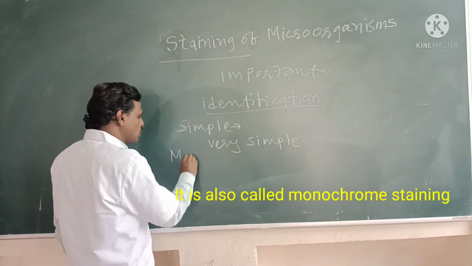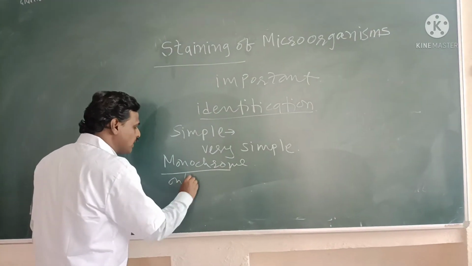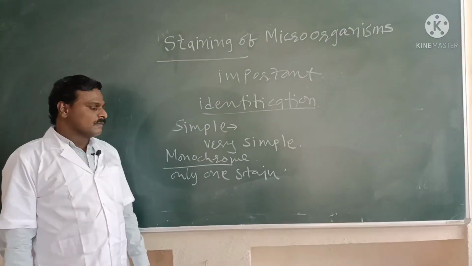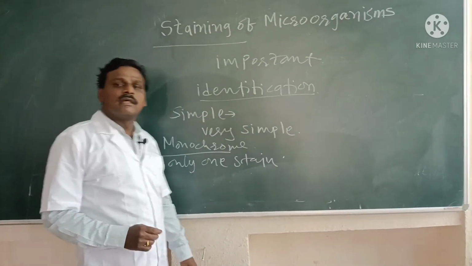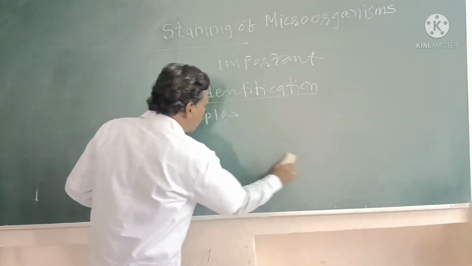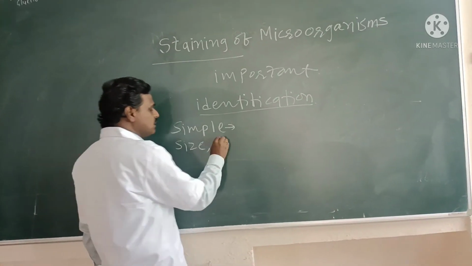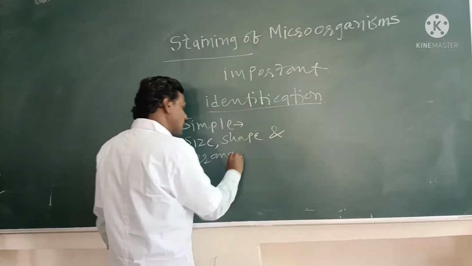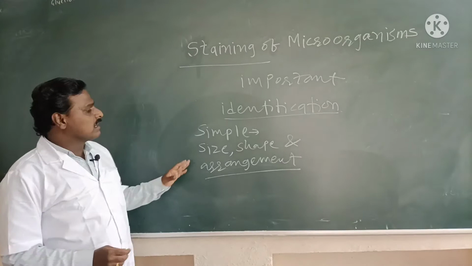This staining technique is also called the monochrome staining technique, because only one stain is used. That's why it is called monochrome staining, or simple staining. By this staining method, we are able to visualize the microorganisms, and the size, shape and arrangement of the bacterial cell can be seen.